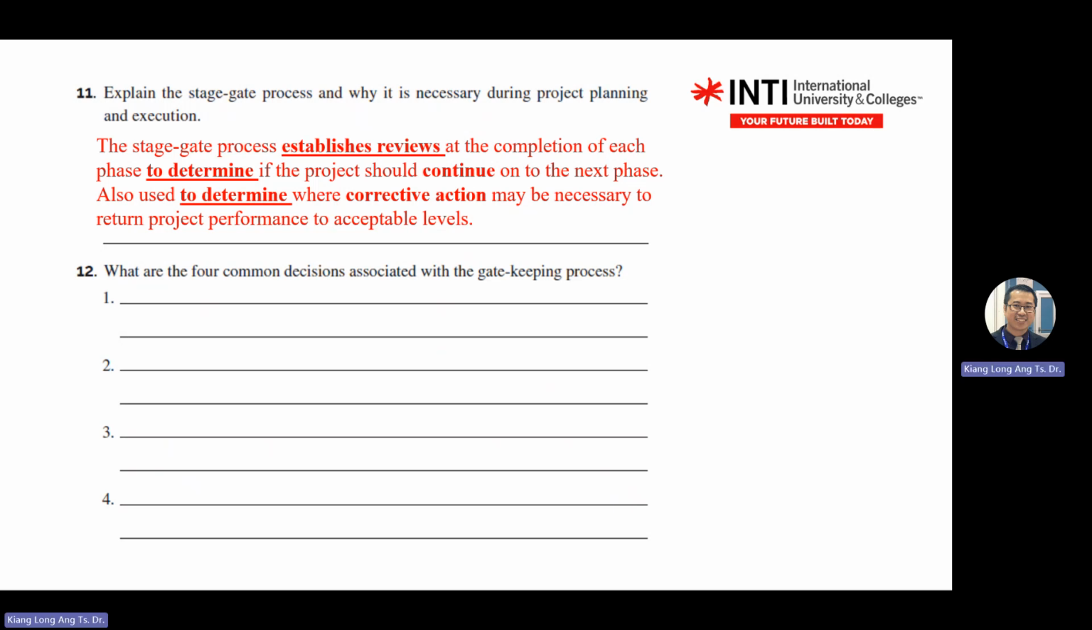Okay. Four common decisions. What are the four common decisions? Keep repeating. First one is what?